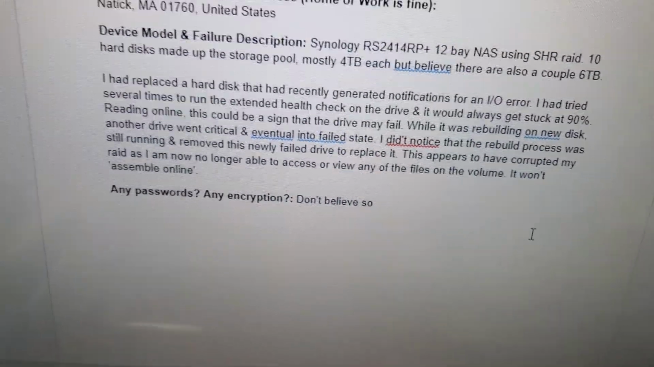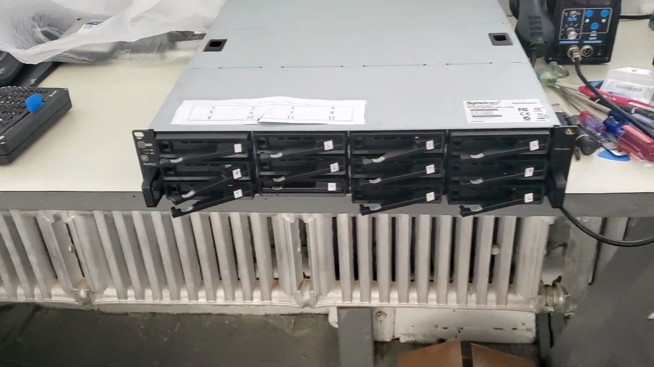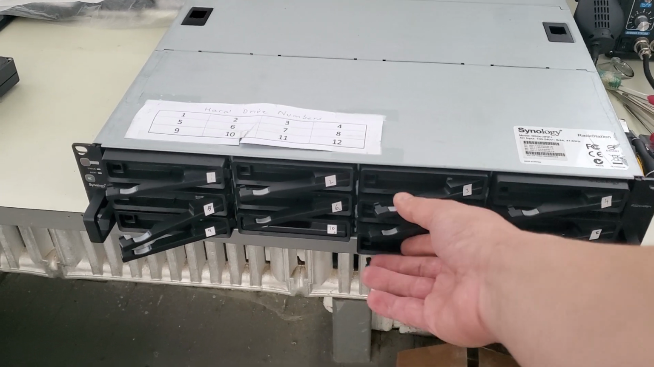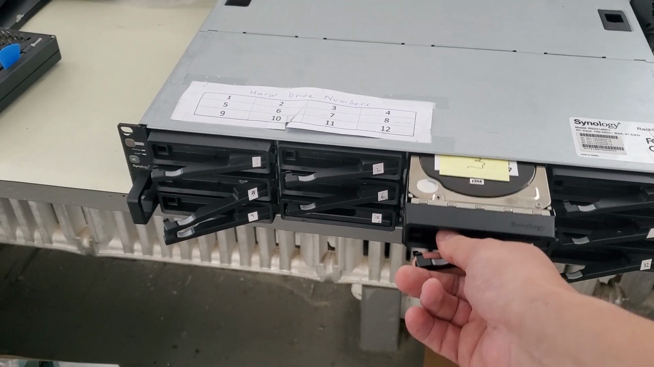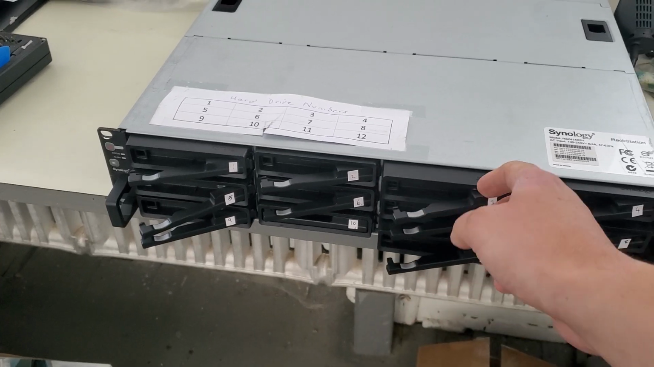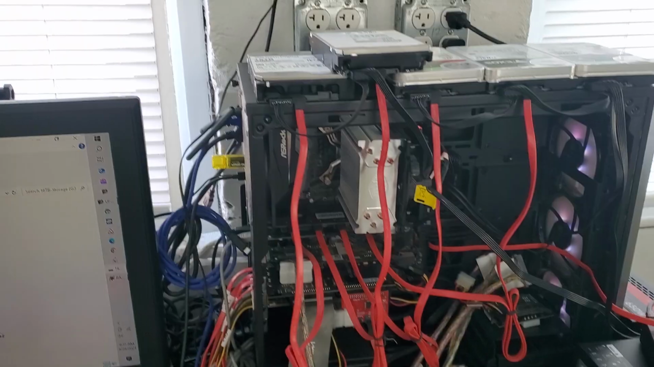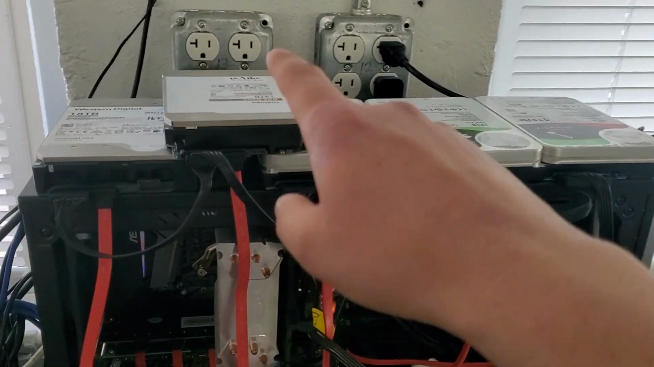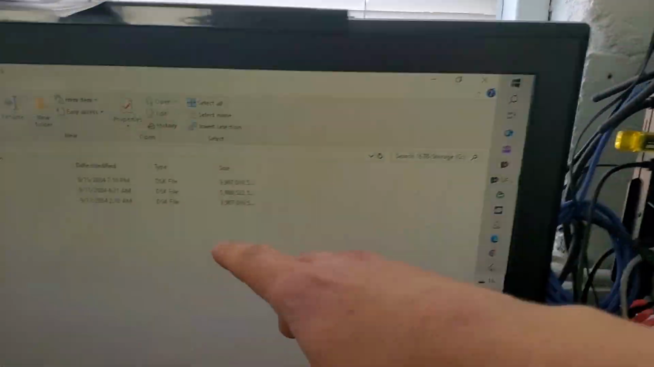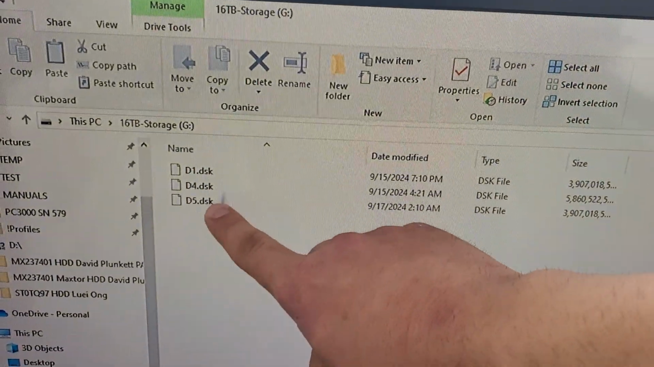No encryption, so that's good. So what we had to do here, as we always do with RAIDs, the first step is to image every single drive, right? So drive 1, 2, 3, all of them we have created images of. Let me show you. So all of those physical drives have images of each one of them.